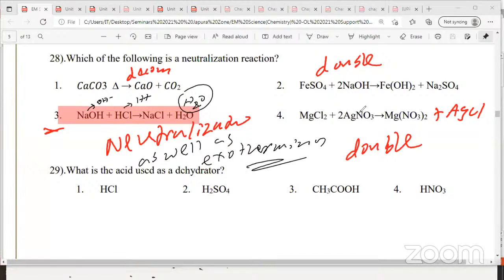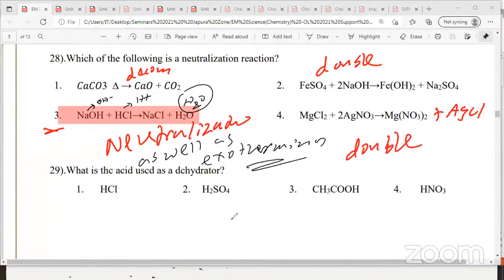Sometimes, according to grade 10 chemistry, you might call this double displacement also. Sodium goes with chlorine, H plus goes with OH. Double displacement, neutralization, exothermic. A given reaction can be categorized under more than one type of reaction.